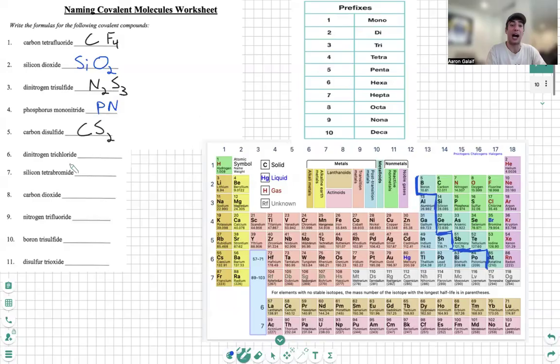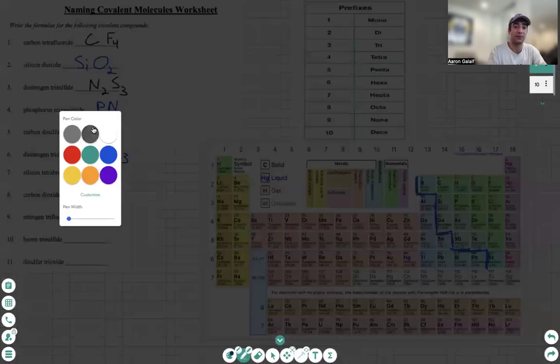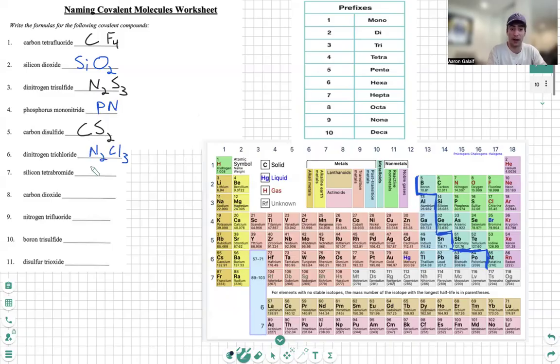Next, dinitrogen trichloride. Well, once again, our first term has a prefix this time, and it's a two for nitrogen. Then we're going to write chloride, and we write three for the tri. Remember, all of these are here on the periodic table. They're all there. The reason we know they're covalent is they're on the right side of that line, and they contain prefixes.